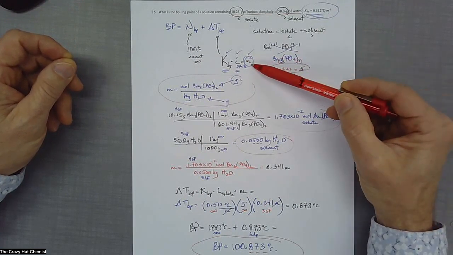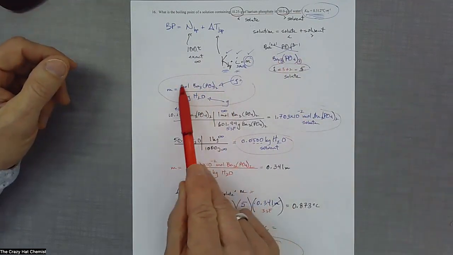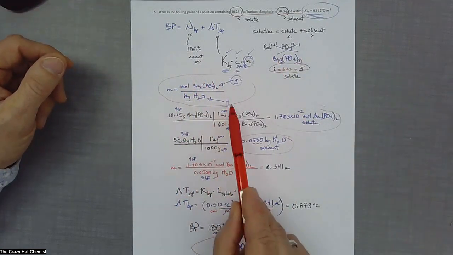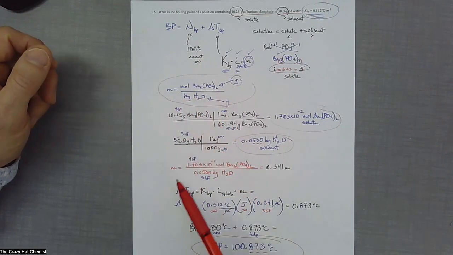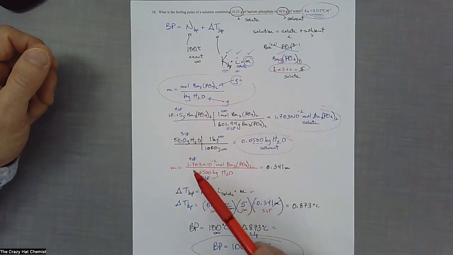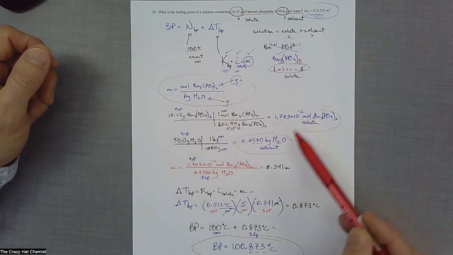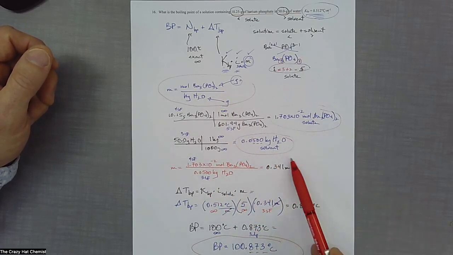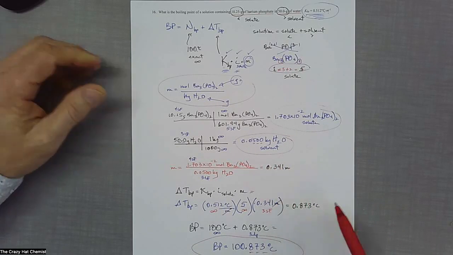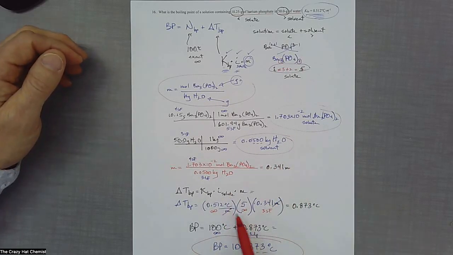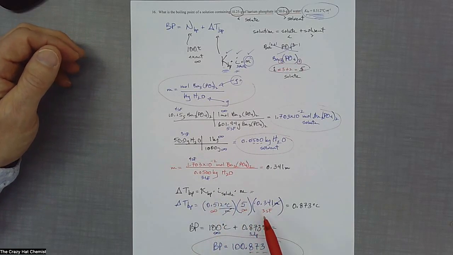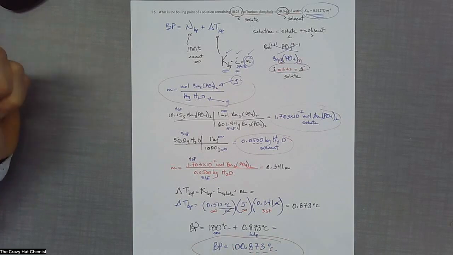We're going to solve for the molality of the solution, which is moles of solute, that's the barium phosphate, divided by the kilograms of solvent. So we solve for the moles of the solute, solve for the kilograms of solvent, divide those two, and get a molality. Then we're going to plug that molality into our equation. We've got the constant, our Van 't Hoff factor, our molality. And then we get a value for the change in temperature of the boiling point. And then we add that to the normal boiling point. And then we get our boiling point of our solution.